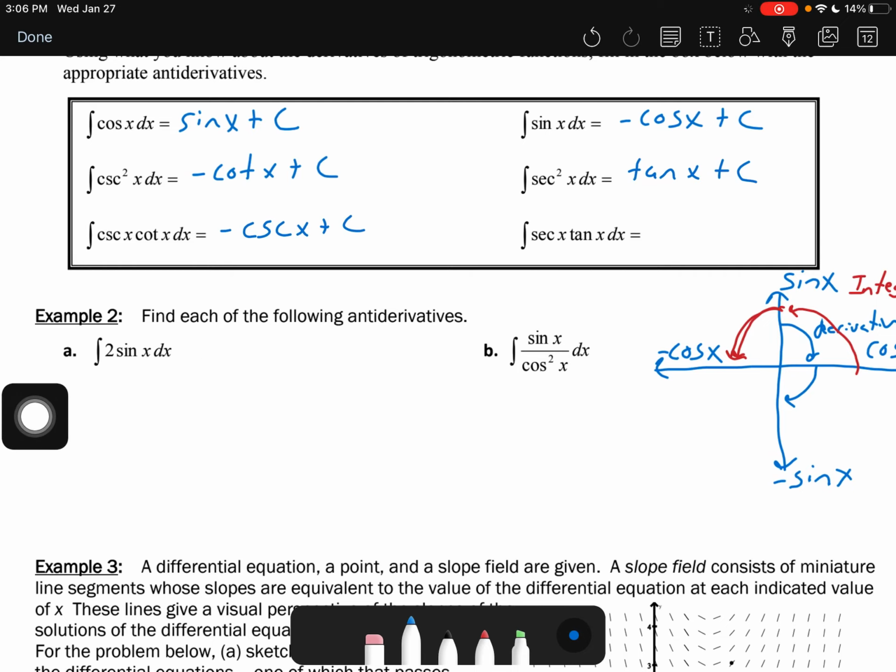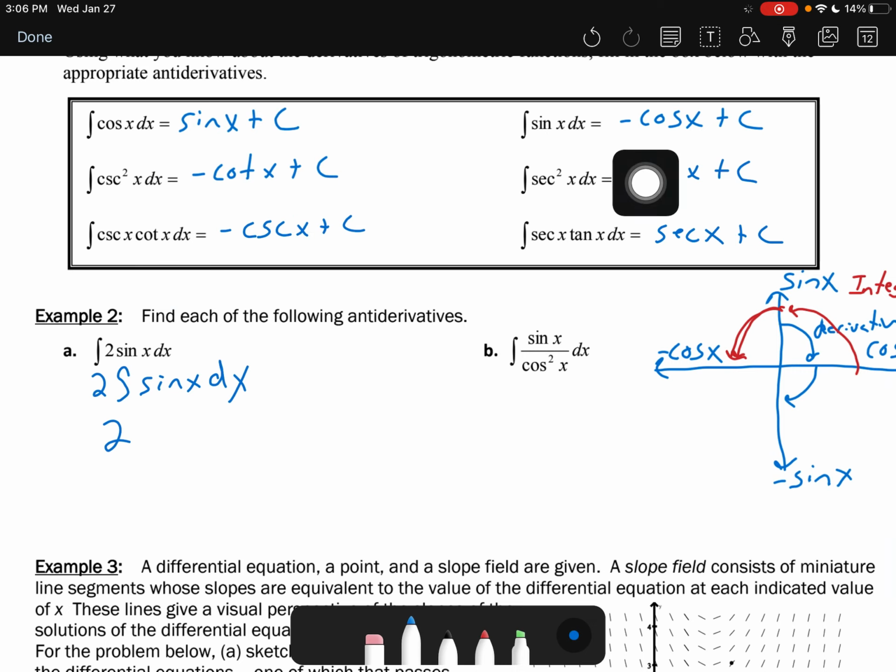And then secant tangent, that was the secant one. If I do the derivative of secant, I get secant tangent. Okay, so that would be those functions right there. Let's just do these ones real quick. I'm going to pull this 2 out, and then I'm doing the antiderivative of sine of x dx. My antiderivative of sine of x is negative cosine of x, so it's going to be negative 2 cosine x plus c. That one.